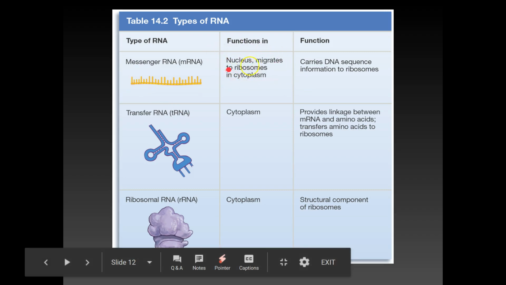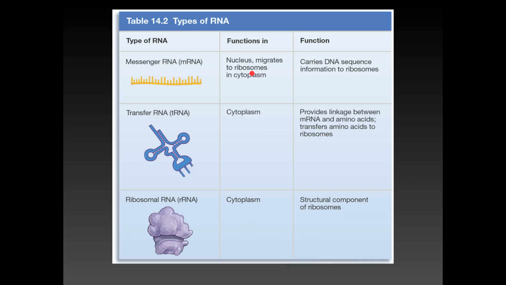This is in the nucleus. It starts in the nucleus and then it migrates out to the ribosomes in the cytoplasm, and carries the instructions for protein. Here's your tRNA. This is only in the cytoplasm, and this is bringing in amino acids at the right time. It's following the instructions of the mRNA and the ribosome, and it's bringing in the right amino acids. And then rRNA is kind of like the construction site. It is the structural component of the actual ribosomes.